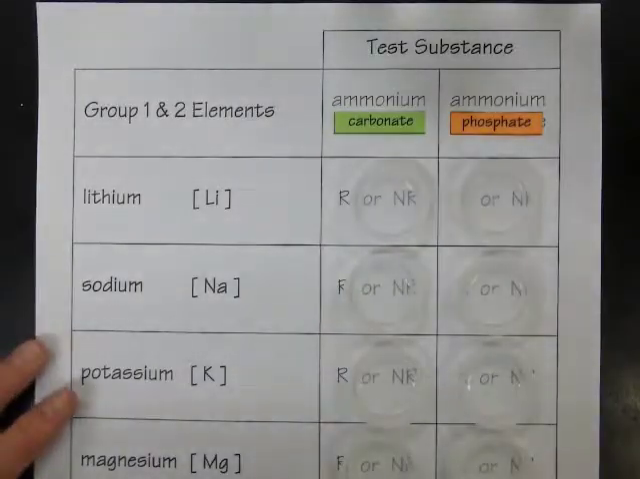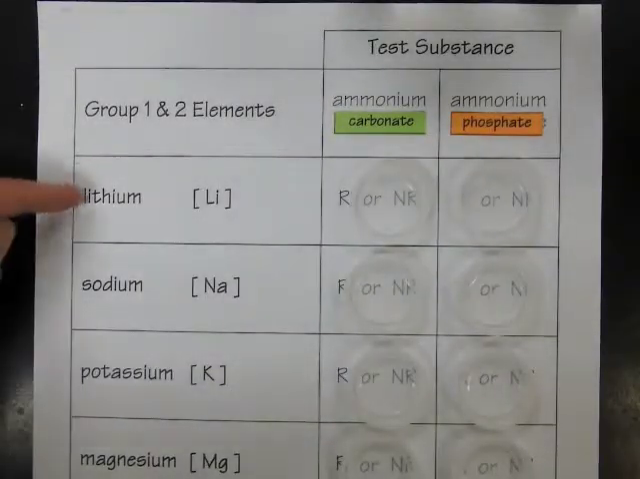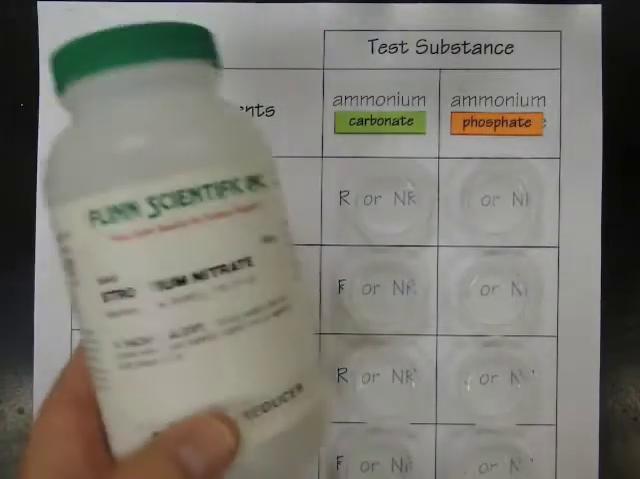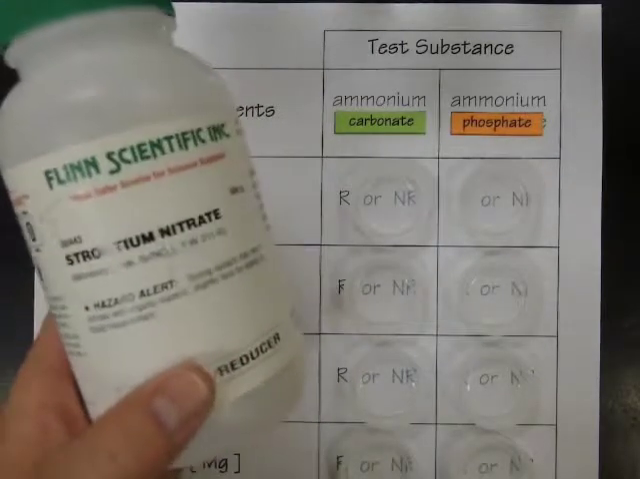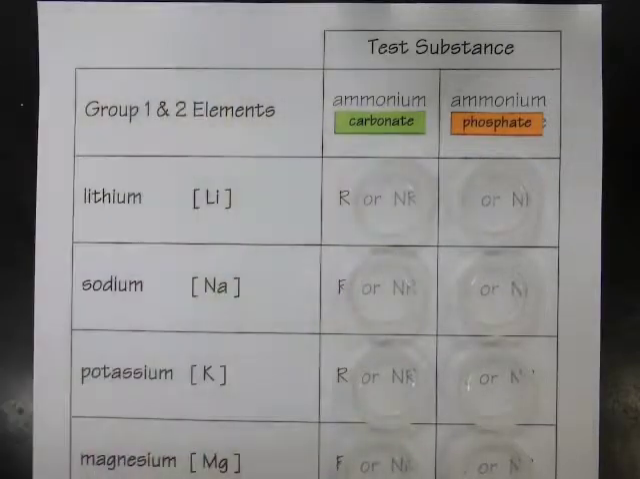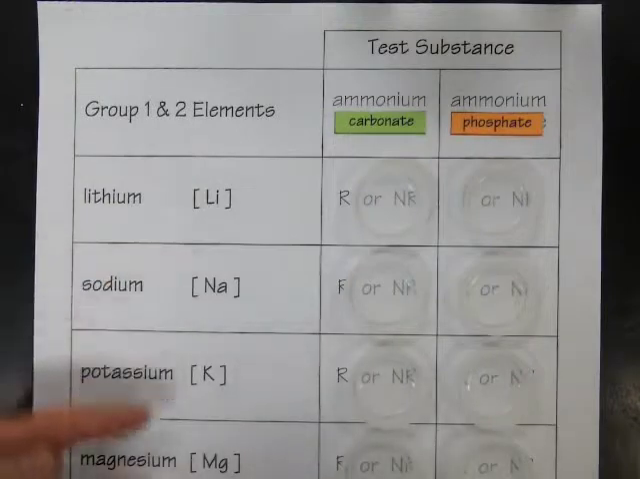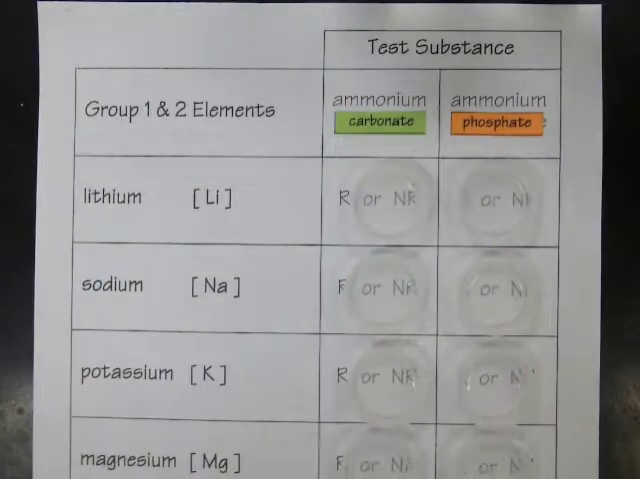So here's the first part of the data table, just looking at lithium, sodium, and potassium. These are part of compounds that I use to make solutions, like strontium nitrate, a compound that dissolves in water, or lithium nitrate. That's where I got these substances. That's where the elements are coming from in this part of the table.